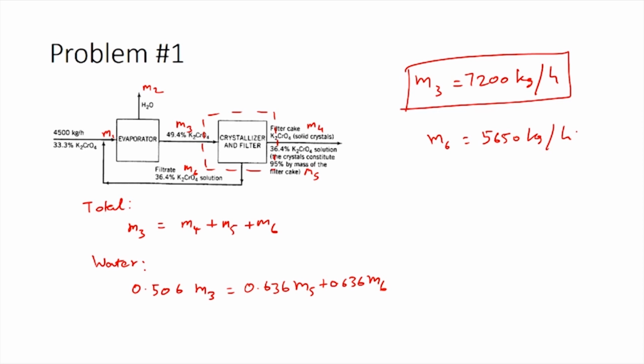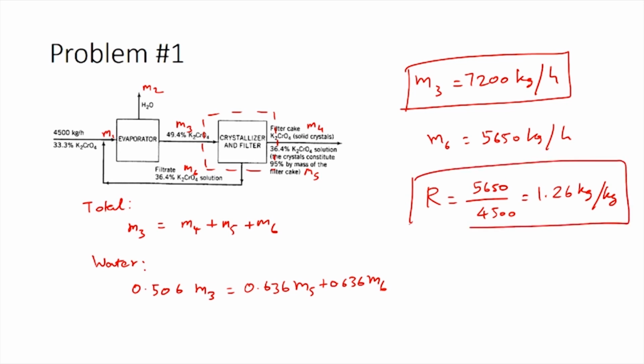Now that we have the rate of recycle and we already know the fresh feed, we can calculate the recycle ratio R as 5650 divided by 4500, which is the fresh feed, giving you a value of roughly 1.26 kilograms per kilogram. So, with this we have calculated all the parameters which have been asked for in the problem.